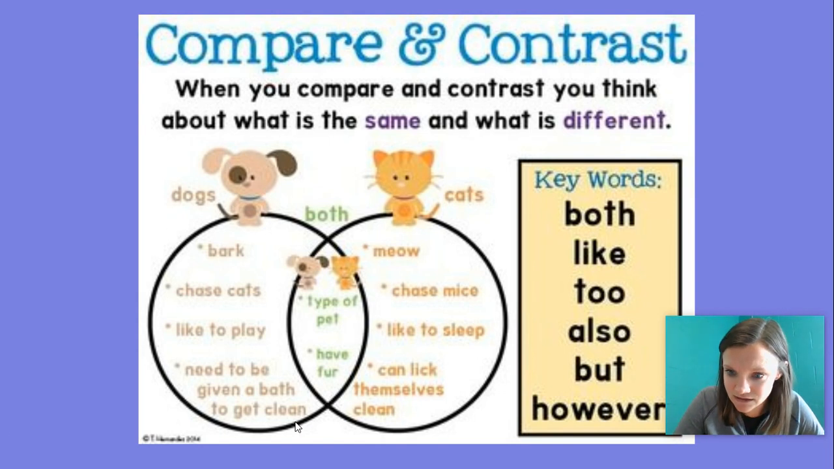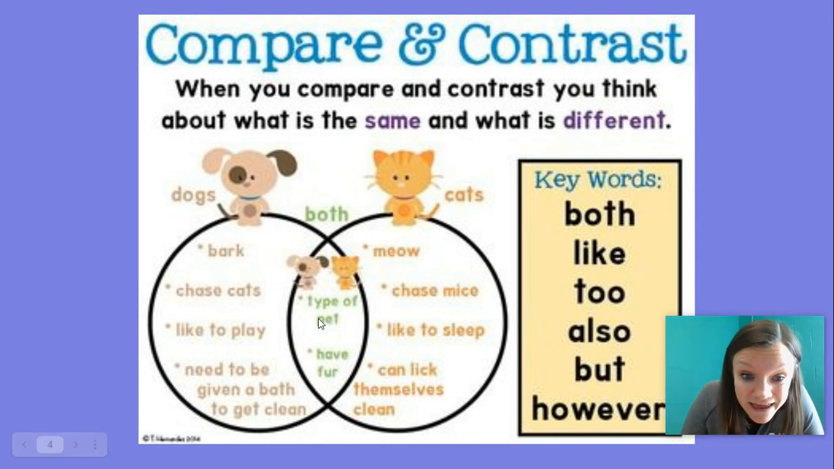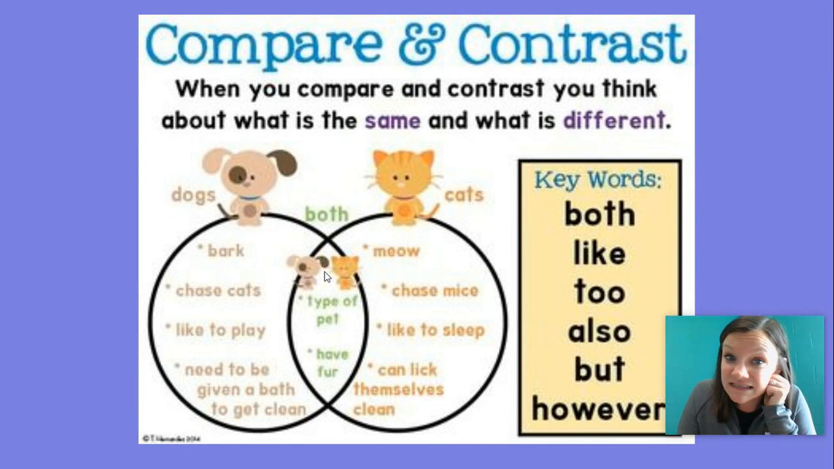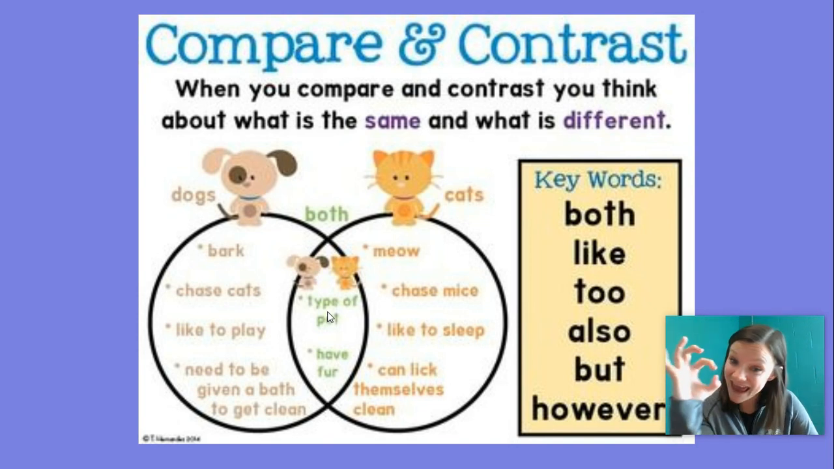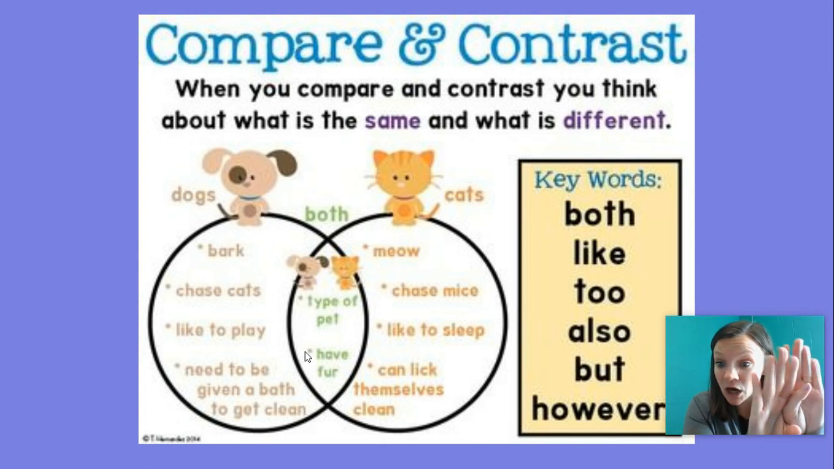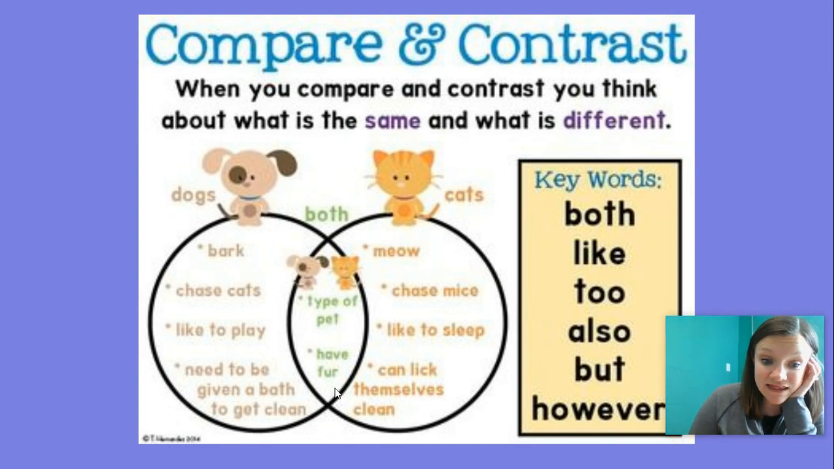But you notice, what do my two circles do? They go together or they intersect. They overlap each other right there in the middle. That's a special part of our Venn diagram. In the middle of our Venn diagram, where cats and dogs come together, we have ways that cats and dogs are similar or ways that they are the same. So in this little place where they intersect are ways that dogs and cats are the same.